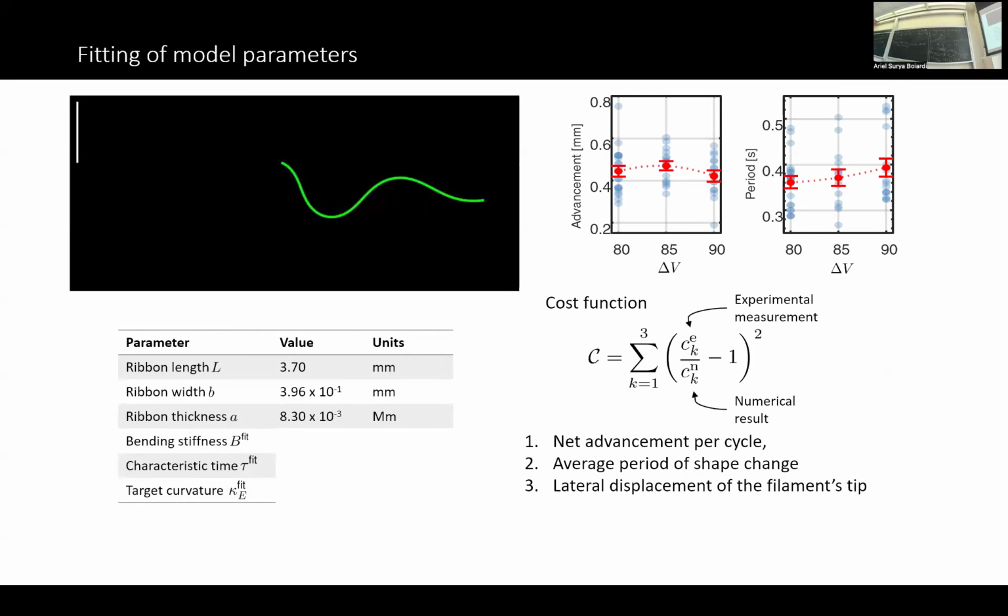This is done by minimization of this cost function. Evaluation of this cost function means running a finite element simulation, extracting the data, and comparing to the experiments, and we minimize it by a gradient-based method, leading to the determination of the remaining three parameters and the value of the cost function, about 0.15, which means that in these three quantities, the discrepancy is about 15% between model and experiment. That, considering how simple the model actually is, was quite satisfactory.